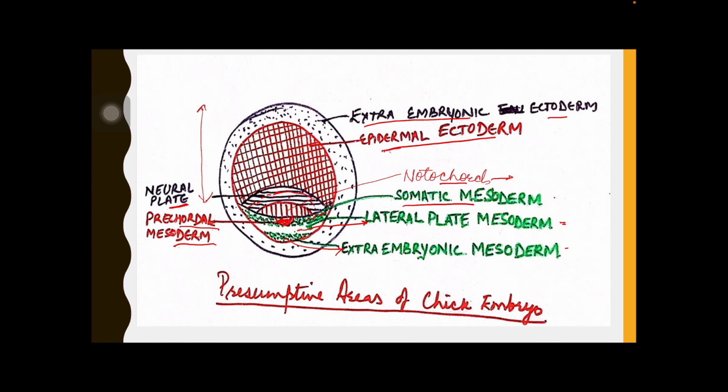And next, in the next video, we will be discussing gastrulation, where we will see the movement of these blastomeres to form 3 germ layers, right?